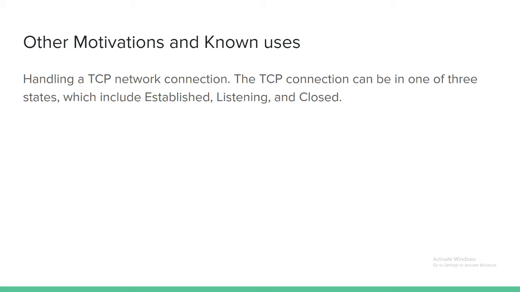So let's think about other motivations and known uses in the real world. One example would be handling a TCP network connection. This connection can be in one of three states, which include established, listening, and closed. If you think about it like that, the behavior of the connection changes depending on what state it's in. So the state design pattern would work well there.